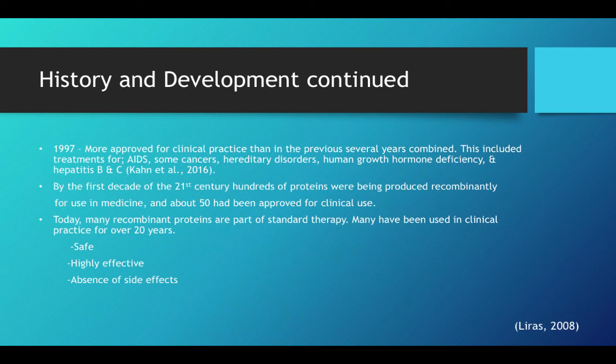1997 saw more recombinant proteins approved for clinical practice than in the previous several years combined. This included treatments for AIDS, some cancers, hereditary disorders, human growth hormone deficiency, as well as vaccines for hepatitis B and C. By the first decade of the 21st century, hundreds of proteins were being produced recombinantly for use in medicine, and about 50 had been approved for clinical use. Today, many recombinant proteins are part of standard therapy, and many have been used in clinical practice for over 20 years, and are considered safe, highly effective, and absent of side effects.